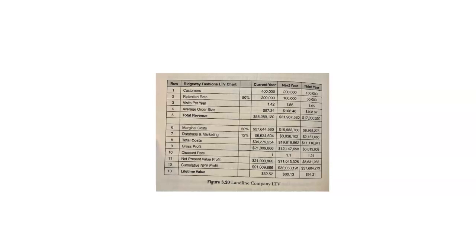And you've got visits to the site per year, and you've got average order size. And then when you multiply 400,000 times 1.42 times 97.34, you get 55 million, etc. And then to get profits, you need to deduct the costs. There's total costs. It's the eighth line down, 34 million and change. There's a gross profit.